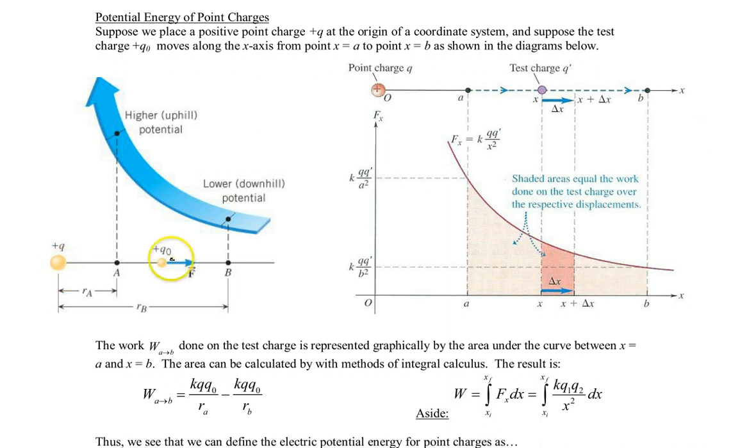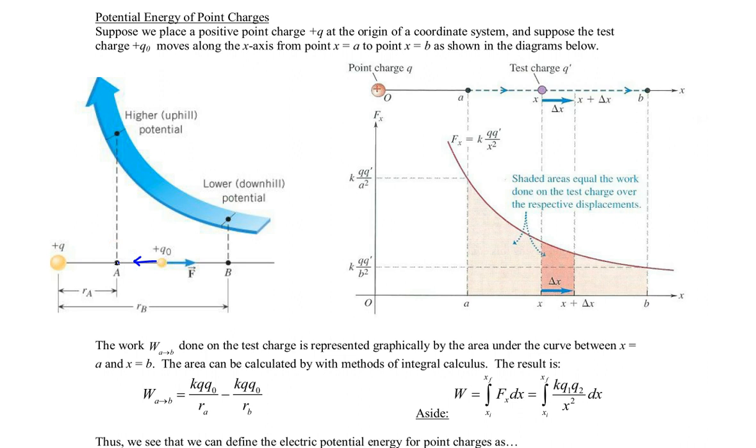Now suppose I have a test charge q sub 0 that I can move along the x-axis from point A to B or from B to A. We'll assume that q sub 0 is the one that's moving and the charge q is fixed. Now as I move q sub 0 towards q, remember that these two charges are alike, so I would have to apply a force in the opposite direction to bring these charges together.